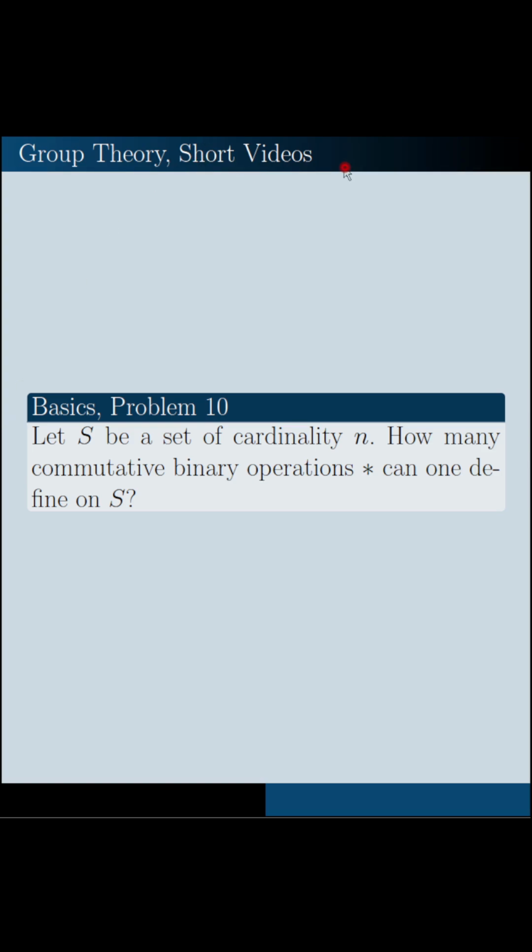Hello, in this short video I'm going to investigate the following problem. Let S be a set of cardinality n. How many commutative binary operations star can one define on S? Pause the video at this point and give it a try.